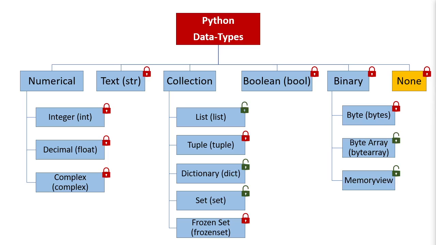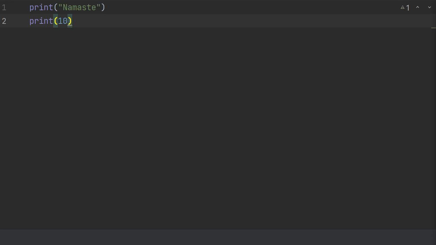So let's head over to PyCharm and dive deep into different data types. As you can see in my screen, I have two print statements here. As you saw in the last video, we're just printing out the output in a print statement, whether it be a text string like namaste in the first statement, or it could be a numerical value like print 10 on the second statement.